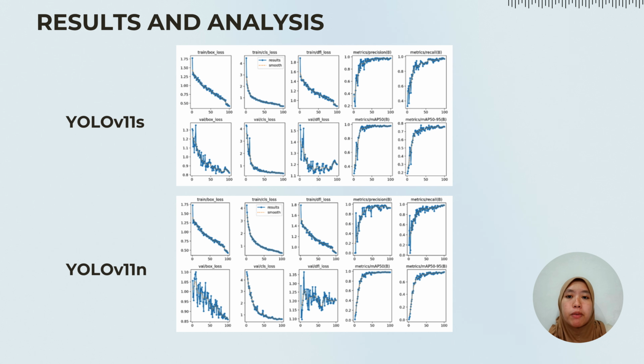For the training, both models show similar training loss trends, decreasing smoothly over 100 epochs. However, YOLO V11N shows more fluctuation in validation losses and precision-recall curve, while YOLO V11S converges more smoothly and stably. Overall, YOLO V11S offers more stable convergence and stronger performance under stricter IOU thresholds.